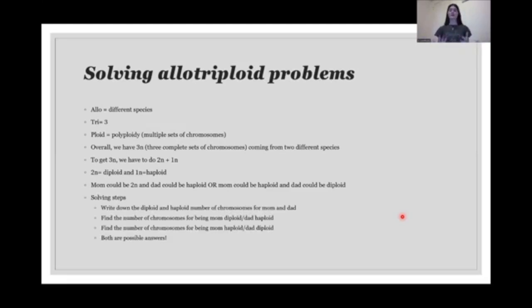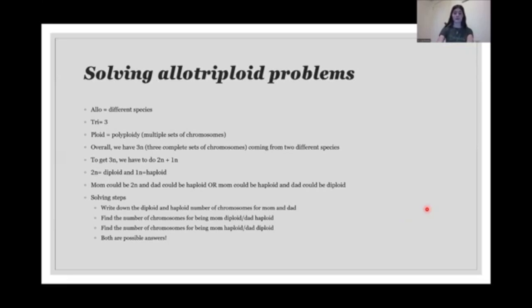So the way that you'll solve these is you're going to write down the diploid and haploid numbers for both mom and dad. And then you're going to solve the two options. How many chromosomes would be in the offspring if mom was diploid and dad was haploid? And how many chromosomes for the other way around? Both of these are going to be possible answers to the question.